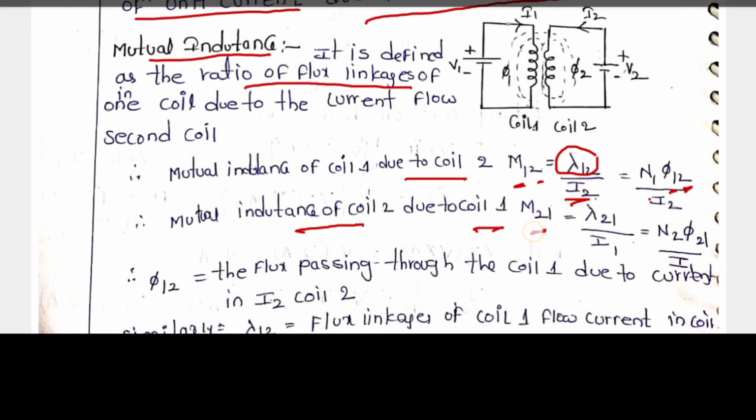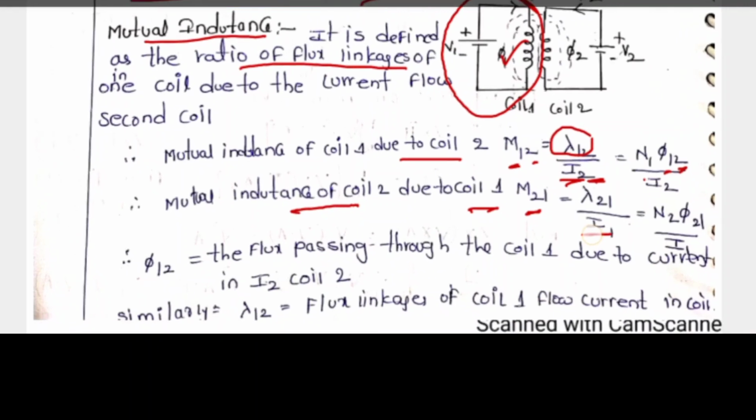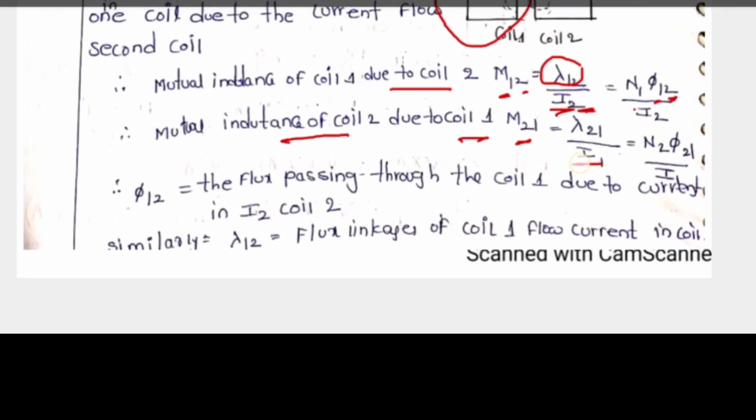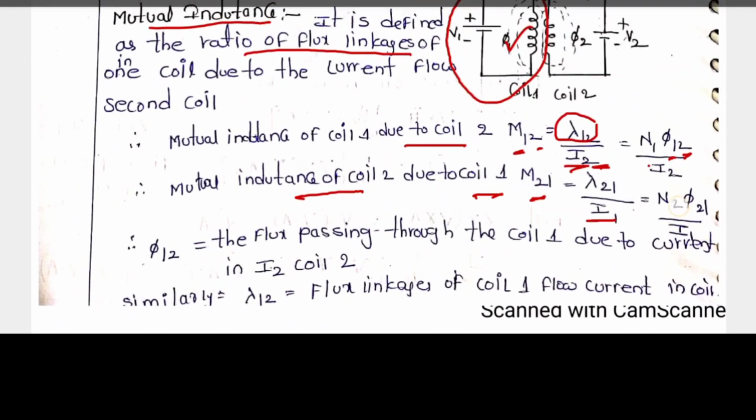M21 means the mutual inductance of coil 2, but the current considered is coil 1's current. Similarly, for the mutual inductance of coil 1, coil 2's current is considered, because based on coil 2's current only, mutual inductance is produced in this coil. Now what are phi12 and phi21? Lambda12 is the flux linkage of coil 1 due to the flow of current in coil 2.